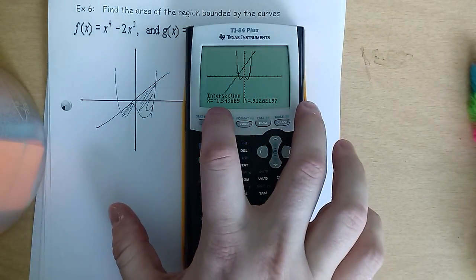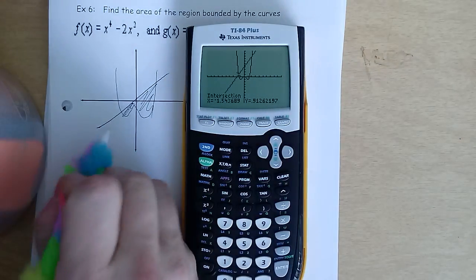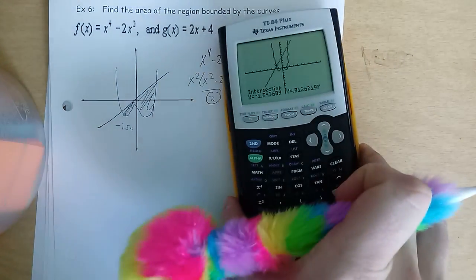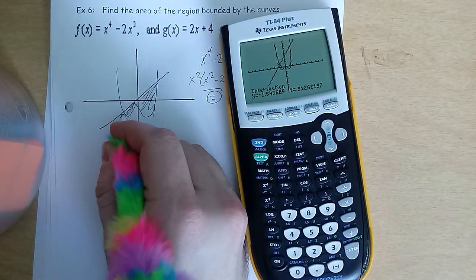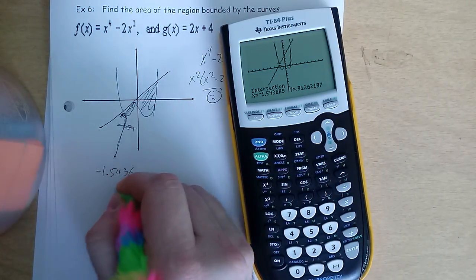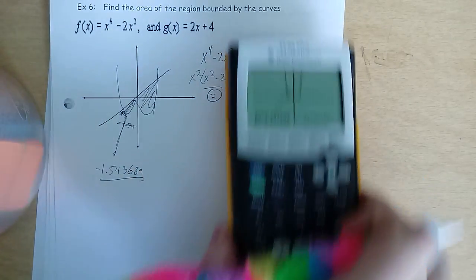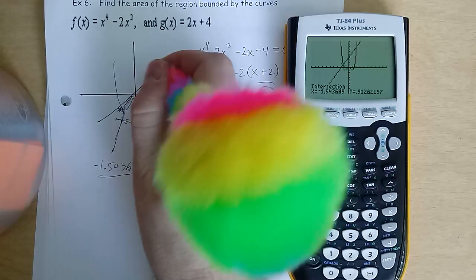So my intersection was negative 1.54. I don't care about the y value, I care about the x value on this. So negative 1.54, and this is the kind of thing where I'm going to want to use the entire decimal. Wow. So negative 1.543689. I want to use as much of that as I can because I don't want any round off error in the end. I want to be more accurate than I need to be.